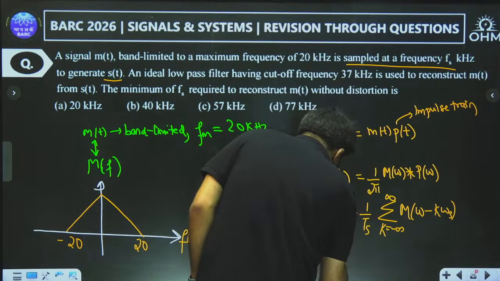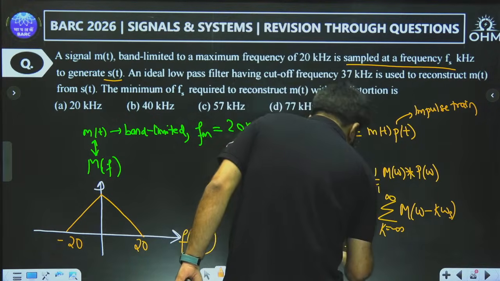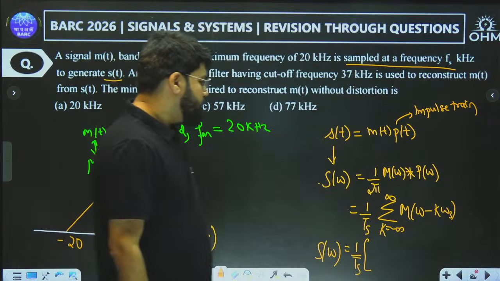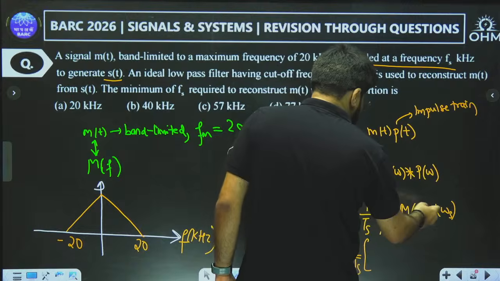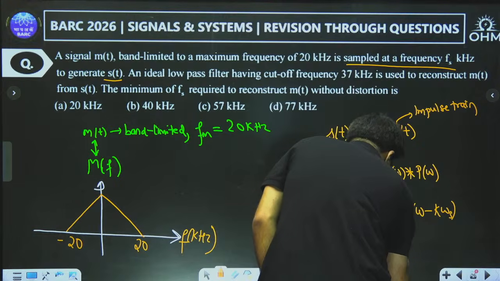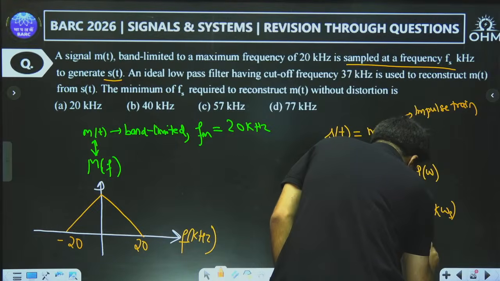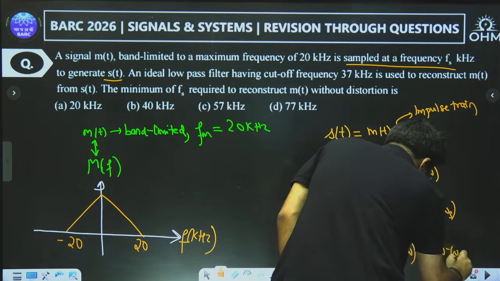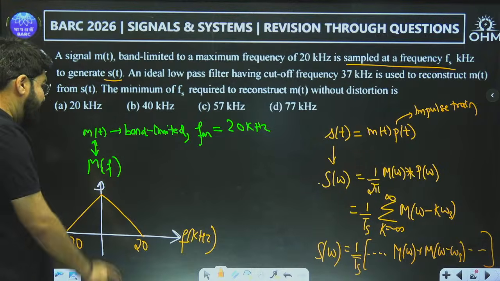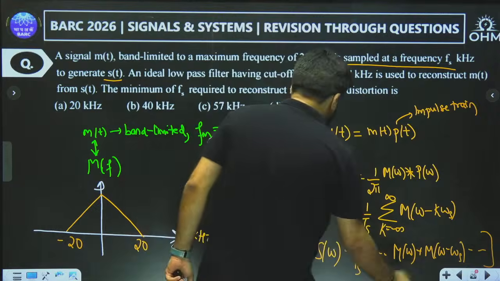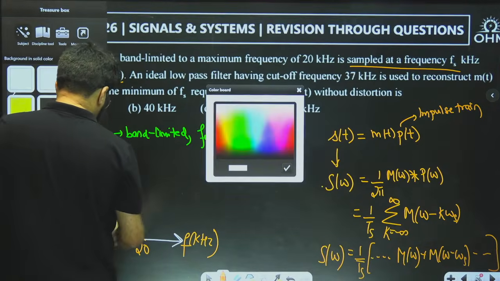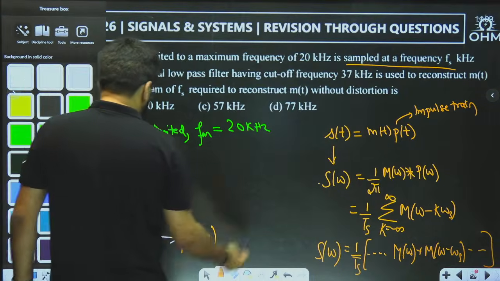That means the spectrum of the sampled signal is given by 1 upon Ts. Assuming ideal uniform sampling, if you open for different values of k, for k equal to 0 you get M(omega), then M(omega minus omega s), and etc. All the right and left shifted versions. Now, if this is M(omega) or M(f), again we'll solve it in M(f). Let's take an extra slide here. A question on the concept of sampling only.